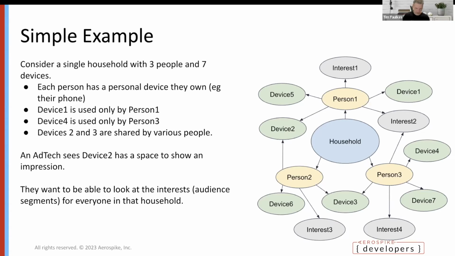It's things that I'm interested in that I might bid on. So this is the graph I'm going to be recreating and looking at the performance and how it solves the problem. And effectively what I want to do is, I've got this complex graph and I've got a device 2, and I'm using a browser on that device. It has space to show an ad. They want to be able to know what the interests are for anyone in this household so that they can work out what sort of ads to show.